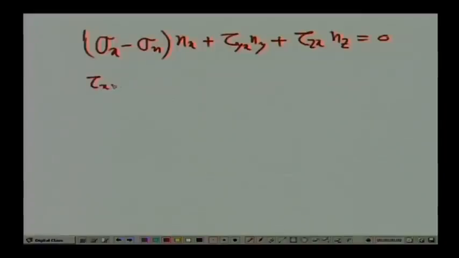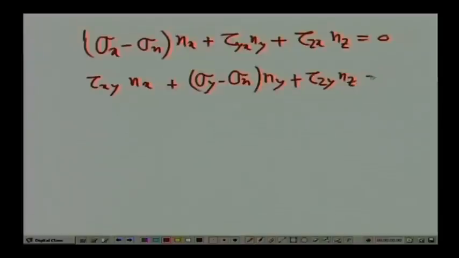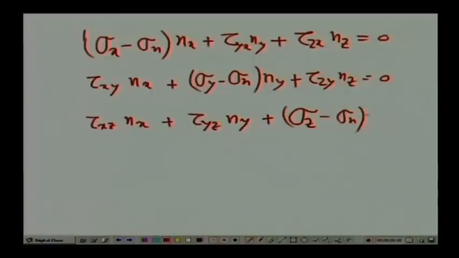Tau xy n x plus (sigma y minus sigma n) n y plus tau zy n z is equal to 0. Tau xz n x plus tau yz n y plus (sigma z minus sigma n) n z equals 0.